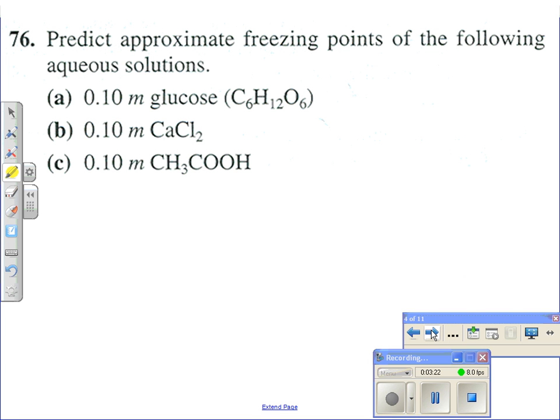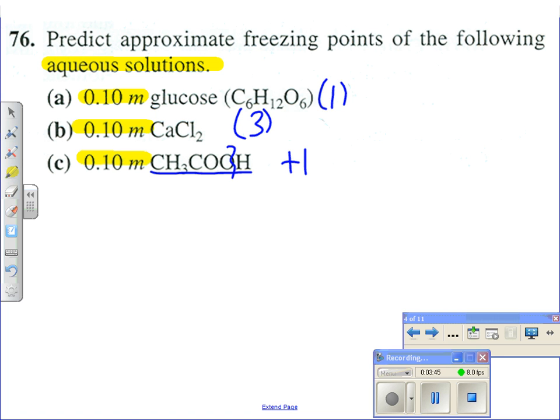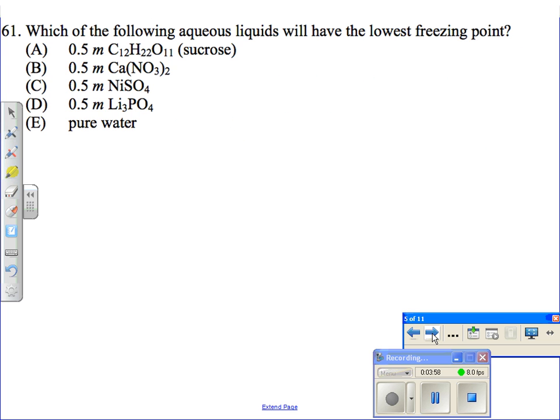If we notice right here, first thing I notice is they want approximate. First thing I notice is the molarities are all the same, and they're all aqueous. So really, they're asking us, what's the Van't Hoff factor? The difference between them. The Van't Hoff factor for this would be 1. The Van't Hoff factor for this would be 3. Since this is a weak acid, we would say the Van't Hoff factor is slightly greater than 1 because it's a weak acid, so that's going to break up probably less than 5%. So really, the lowest freezing point would be B, then it would be C, and then finally A. And that's all based on the Van't Hoff factor, and applying the number of particles dictates what's going to happen.